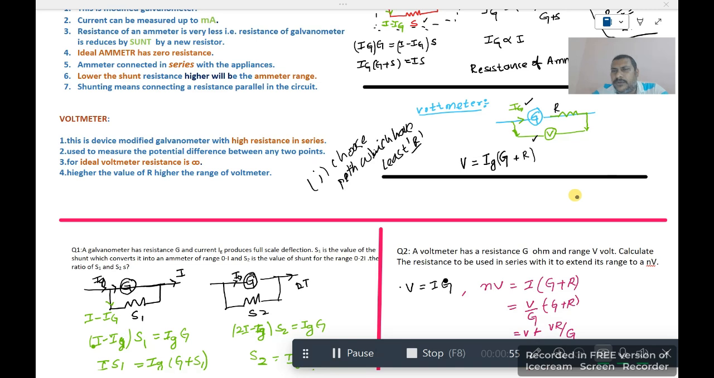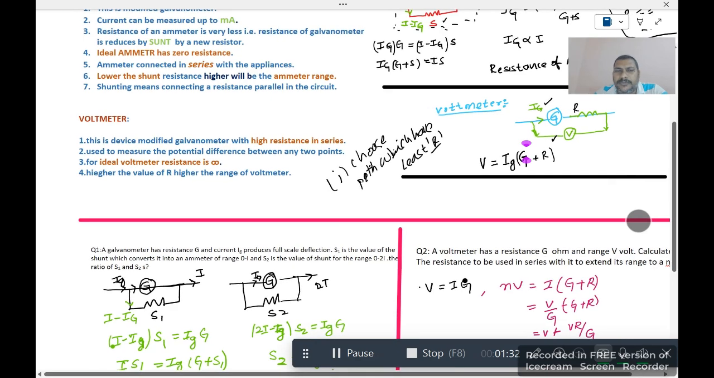That is because the voltmeter reading V is equal to I into (G plus R). Here I is not divided through the voltmeter, because it is in parallel and it has infinite resistance. The voltmeter has infinite resistance, so the current is not divided through it, because, as I already said, the current chooses the path which has the least resistance. Maximum current will go through this one. That is why we make the voltmeter have high resistance, that means infinite for an ideal voltmeter. So this is the formula to find the voltage. And if R is more, adding more resistance in series with the galvanometer, the voltage range is also more.